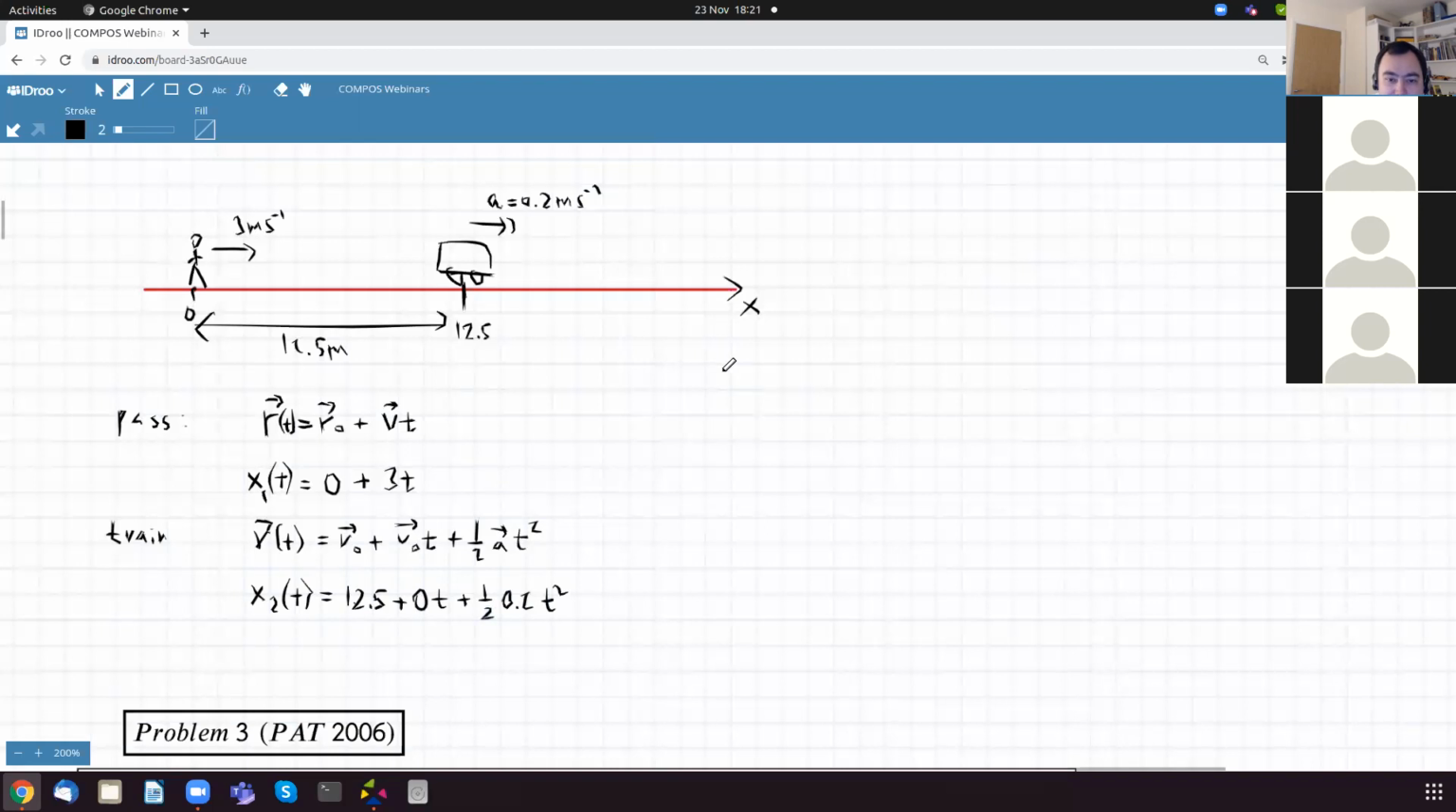And we get two equations. x1, this is the position of the passenger at any given moment in time. And this is the position of the train at any given moment in time. This is the aim of mechanics. The aim of mechanics is to know where a certain object is at any given moment in time.